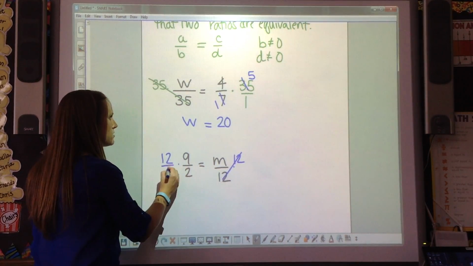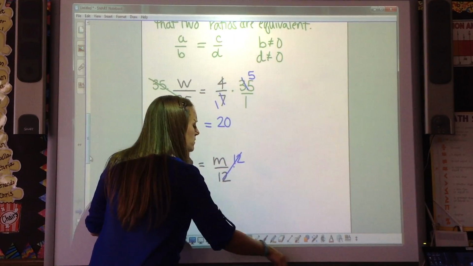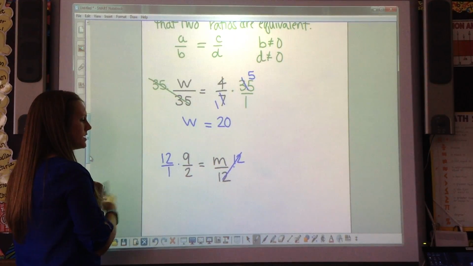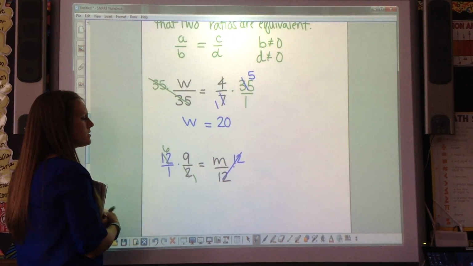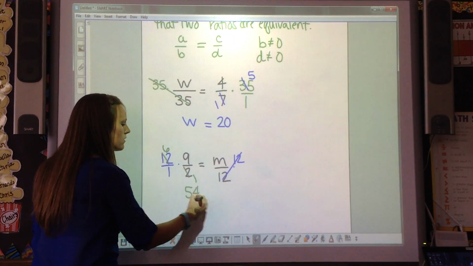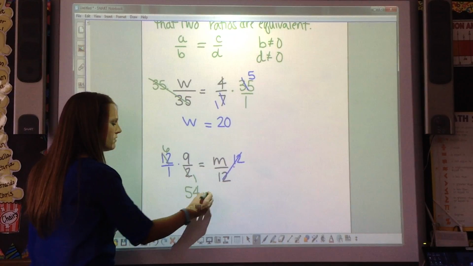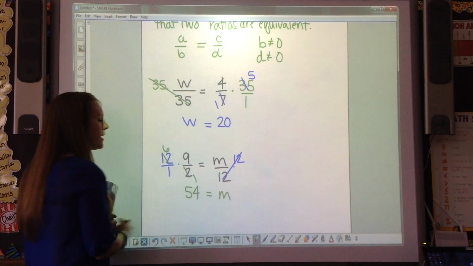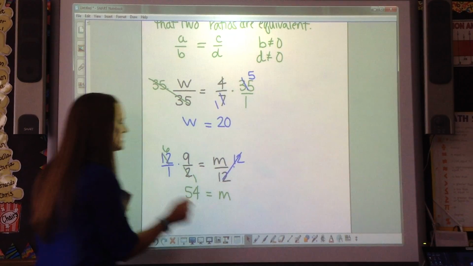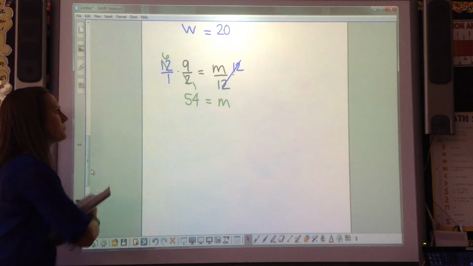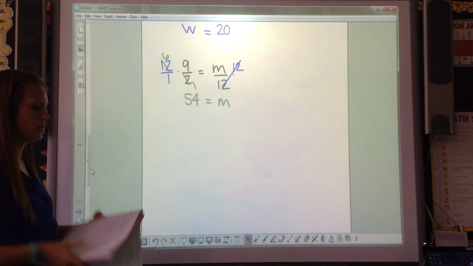Again, I'm going to turn this into a fraction. And then you can multiply straight across and reduce at the end. I'm going to cross reduce, so I'm going to take a 2 out of both of these. 6 times 9 is 54. In the denominators, I would get 1. M equals 54. Let's take this a step further.